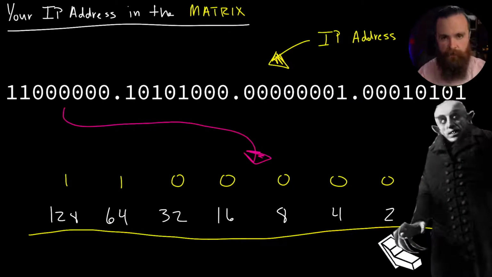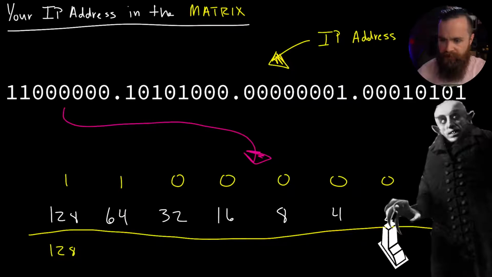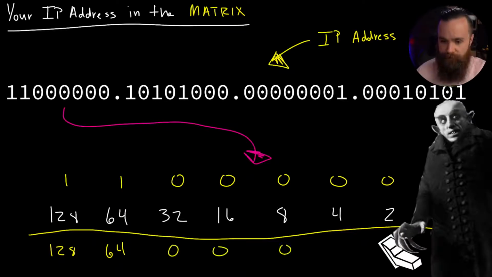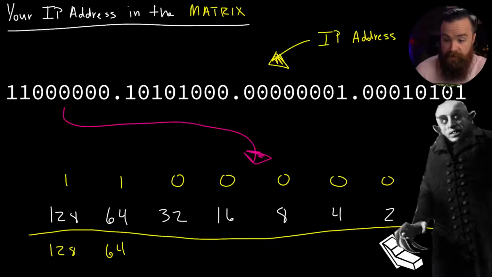Is it off or on? It's on, so let's write it down, 128. The second number, 64. Is it on or off? It's on, 1 means on. Thanks, Nosferatu, 64. The rest, they're all zeros, they're off. Nosferatu, flick the light. So 0, 0, 0, 0. So none of these numbers are gonna carry down. So all the rest of the numbers are off.